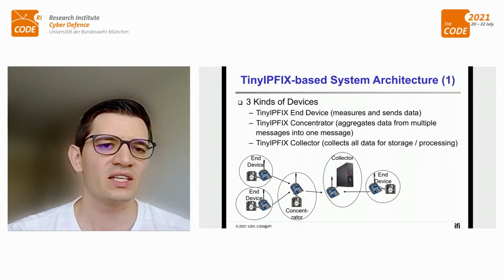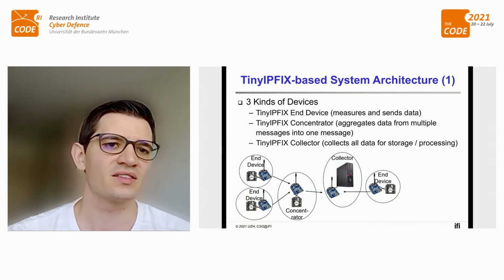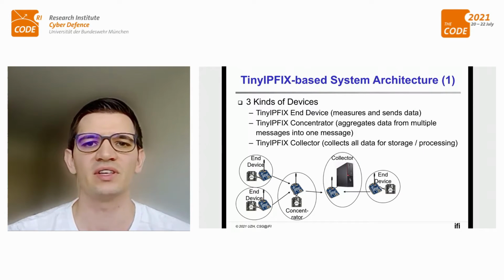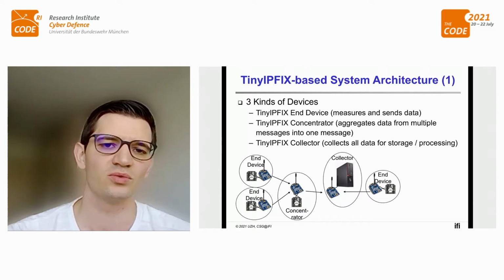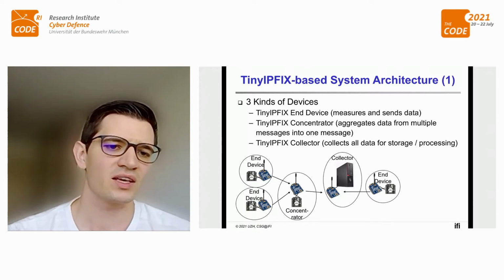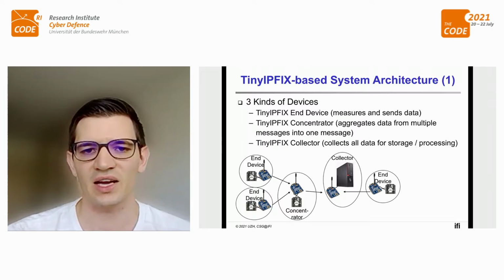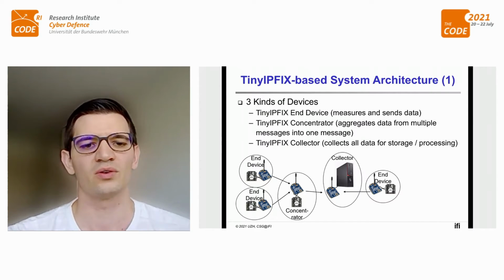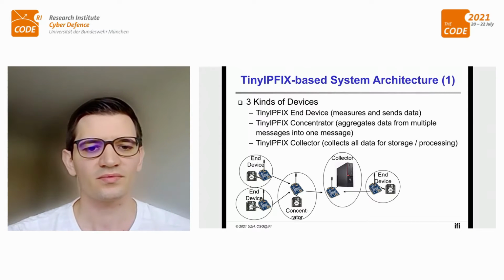In TinyIPFIX, there are three kinds of devices. There are TinyIPFIX end devices that measure the environment and send their data towards the collector. They can send their data either directly to the collector or over concentrators.